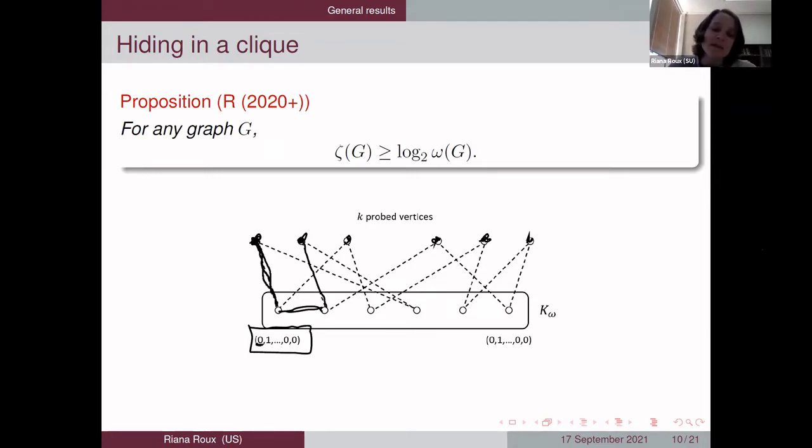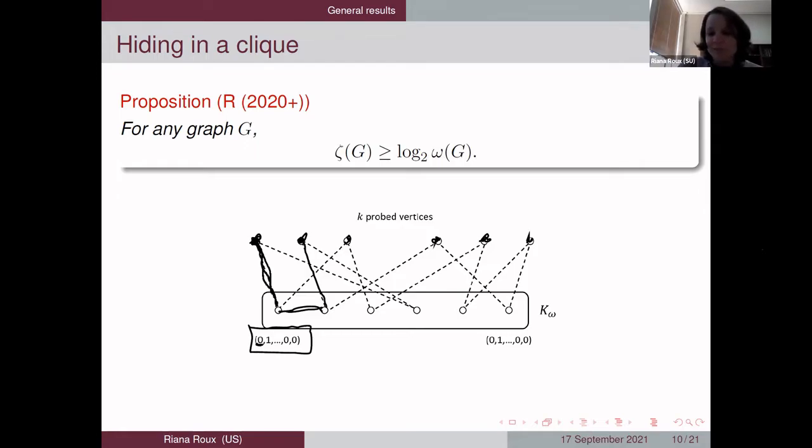So these tuples tell us whether the vertices are adjacent to the probe vertices. And in order for us to locate the robber in this clique immediately, we have to find a way for all of these tuples to be different, because if all of them are different, then we immediately know where the robber is.